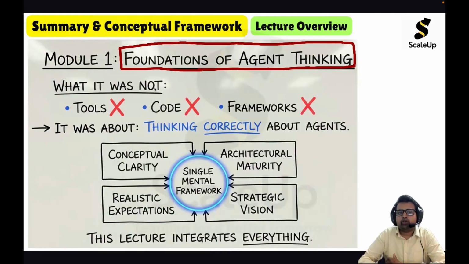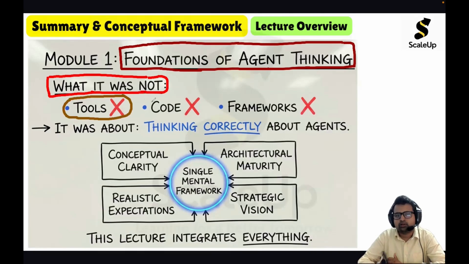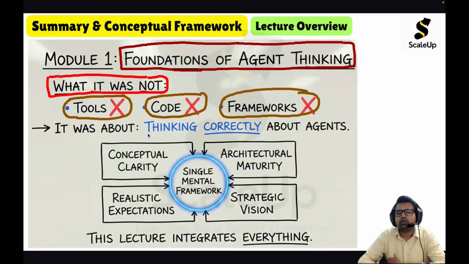Module 1 of this course was not about tools, because in any of the lectures, we did not discuss the tools in detail. This module was not about code. We haven't discussed even a single line of code. And this module was not about frameworks. Rather, this module was about thinking correctly about agents.